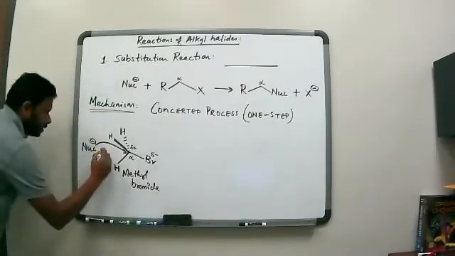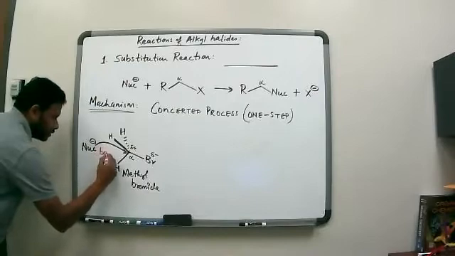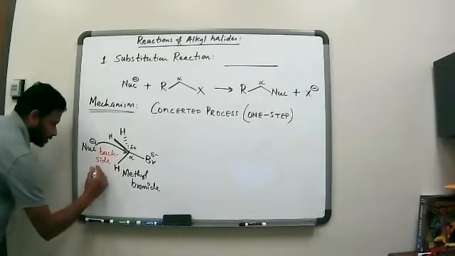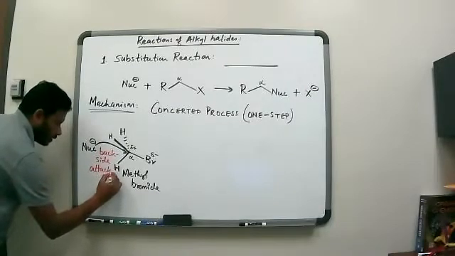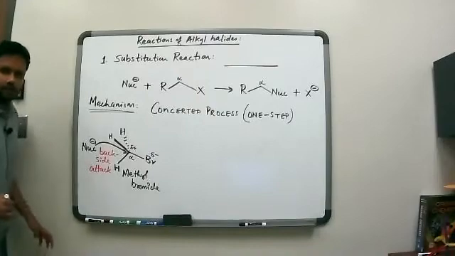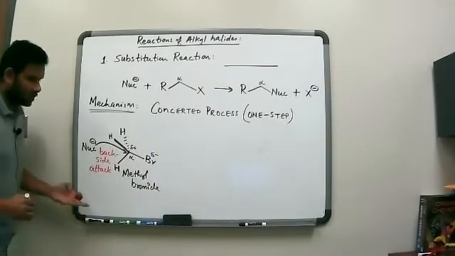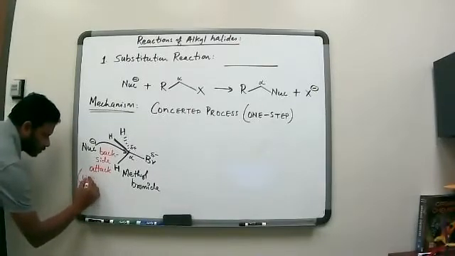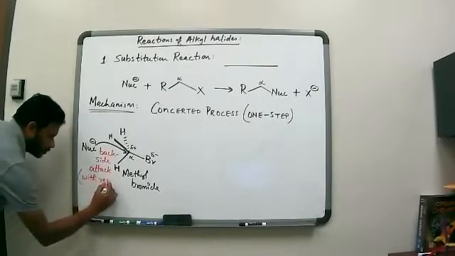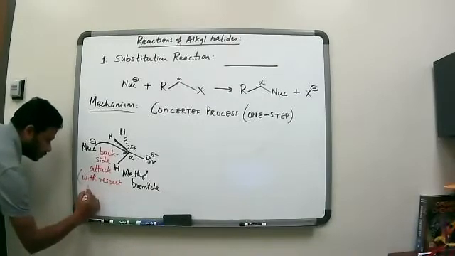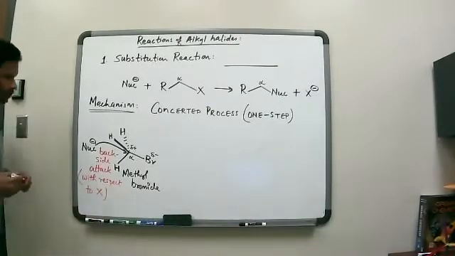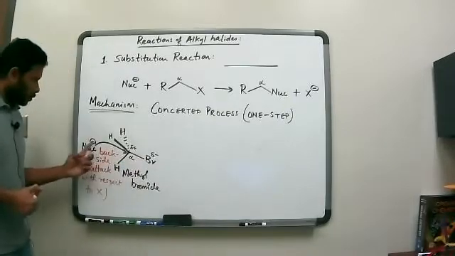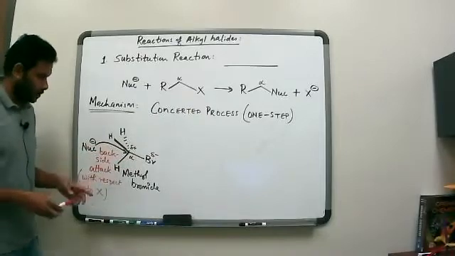Okay, this attack is a backside attack. Okay, it's a backside attack. B-A-C-K, backside. Backside attack with respect to X. So wherever the halogen is, the nucleophile comes from the backside.